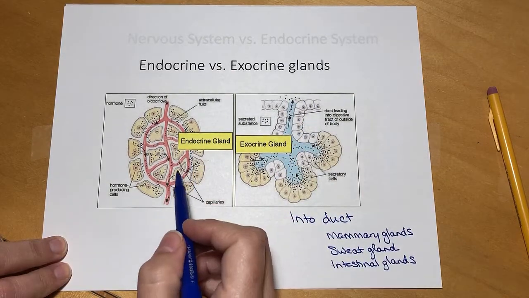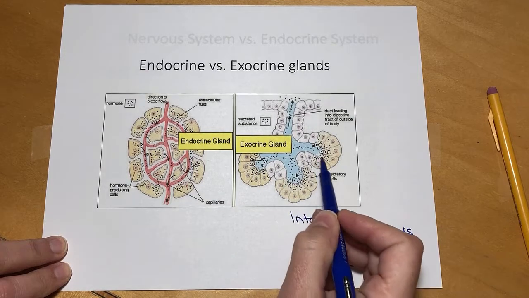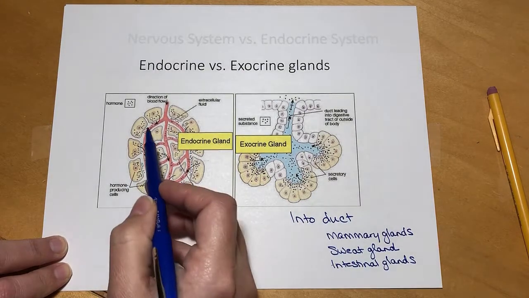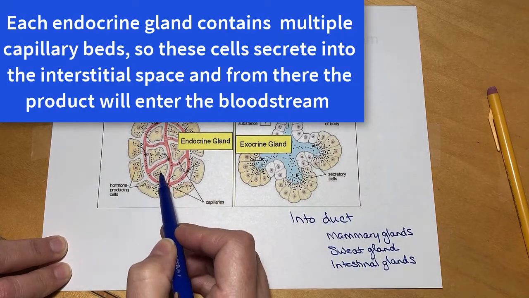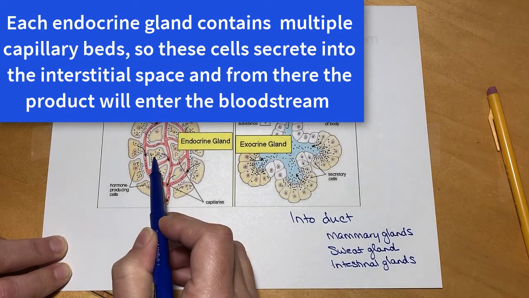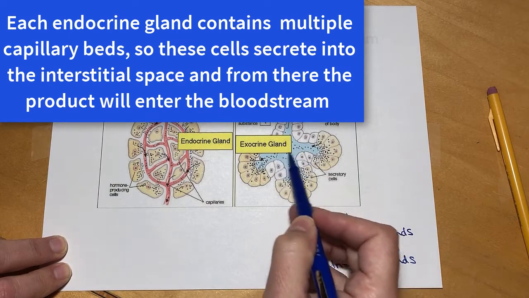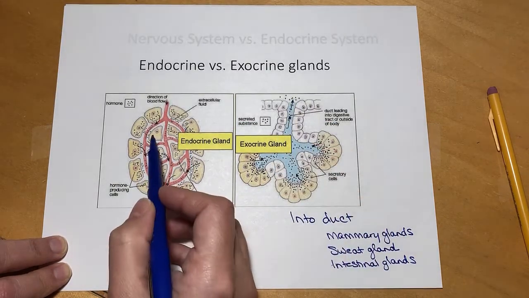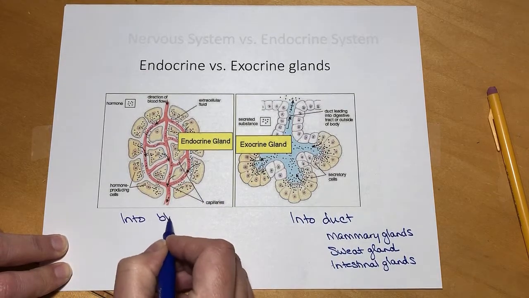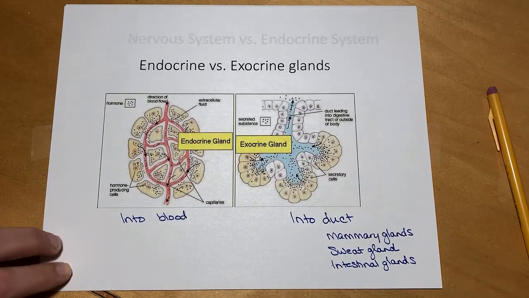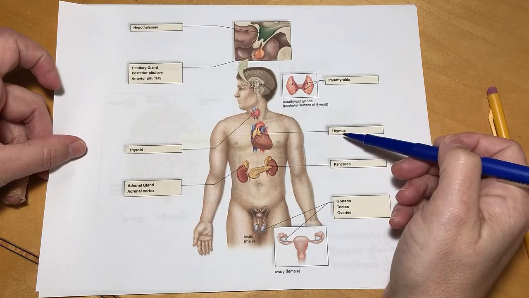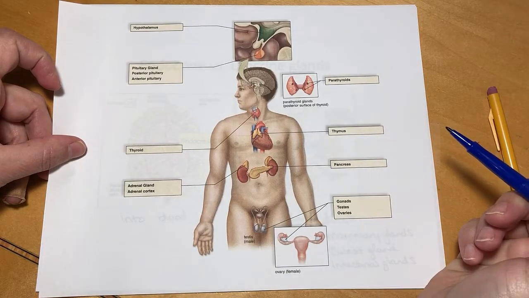Endocrine glands are different. Instead of all of the glandular material surrounding an open area, which then leads to a duct, each of the cells of an endocrine gland are right next to the blood. So when they secrete their product, instead of it all coming together and being secreted out together, each cell is secreting directly into the blood. So all of those glands we just looked at here are going to secrete their product directly into the bloodstream.